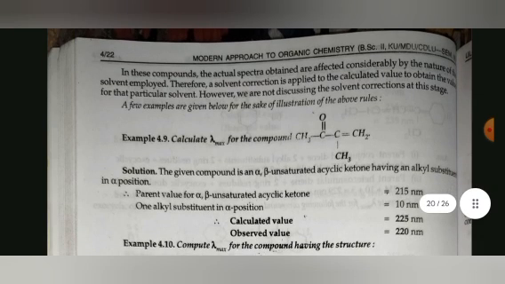In these compounds, the actual spectra obtained are affected considerably by the nature of the solvent employed. Therefore, a solvent correction is applied to the calculated value to obtain the value for that particular solvent. However, we are not discussing the solvent correction at this stage. A few examples are given below for the sake of illustration.